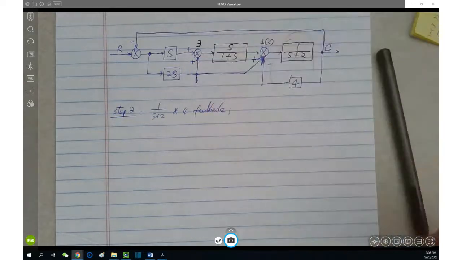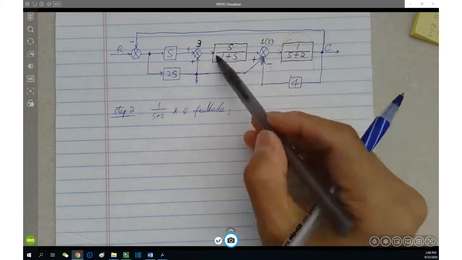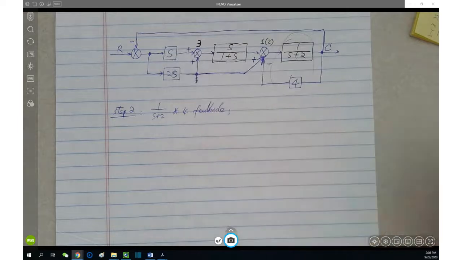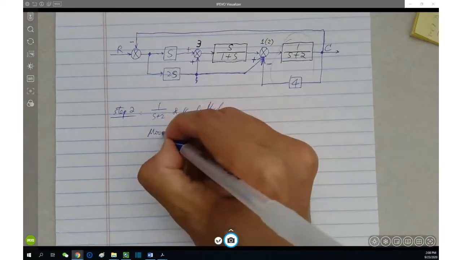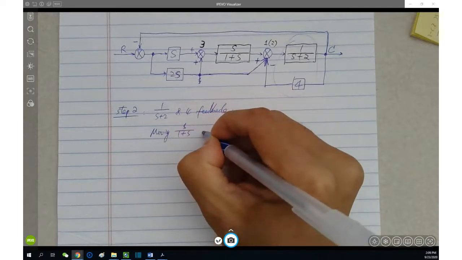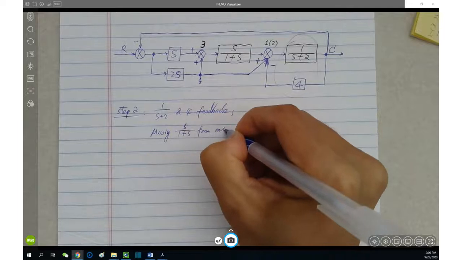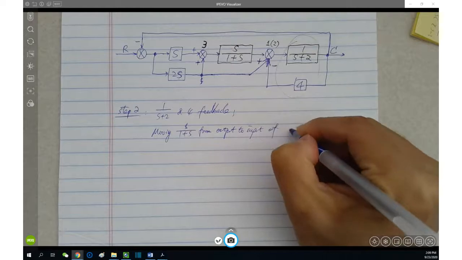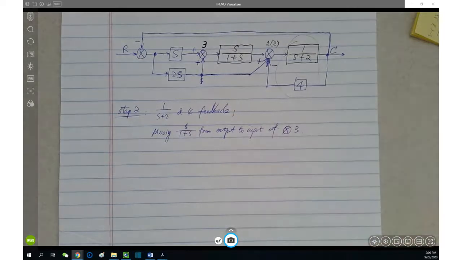Yeah, I agree with it. We want to move this guy over number 3 to here to combine with S as a cascade, right? Moving s over 1 plus s from the output to the input of summing junction number 3. All right, I'll give you guys 2 or 3 minutes to do this yourself.